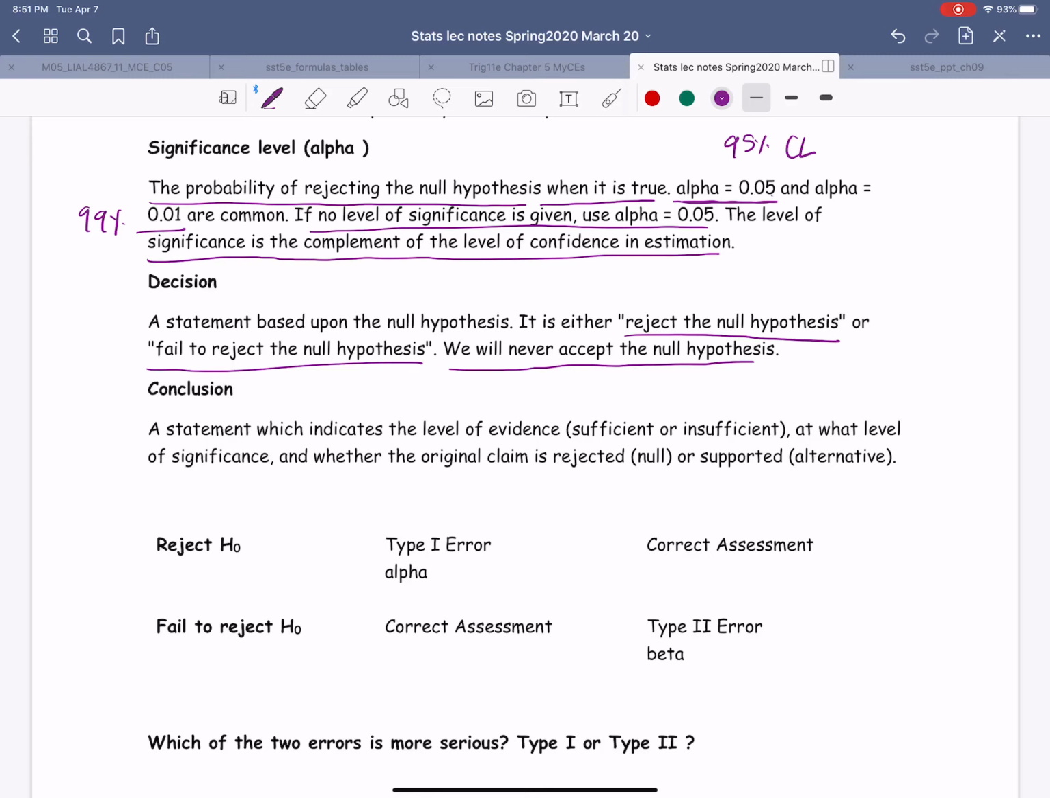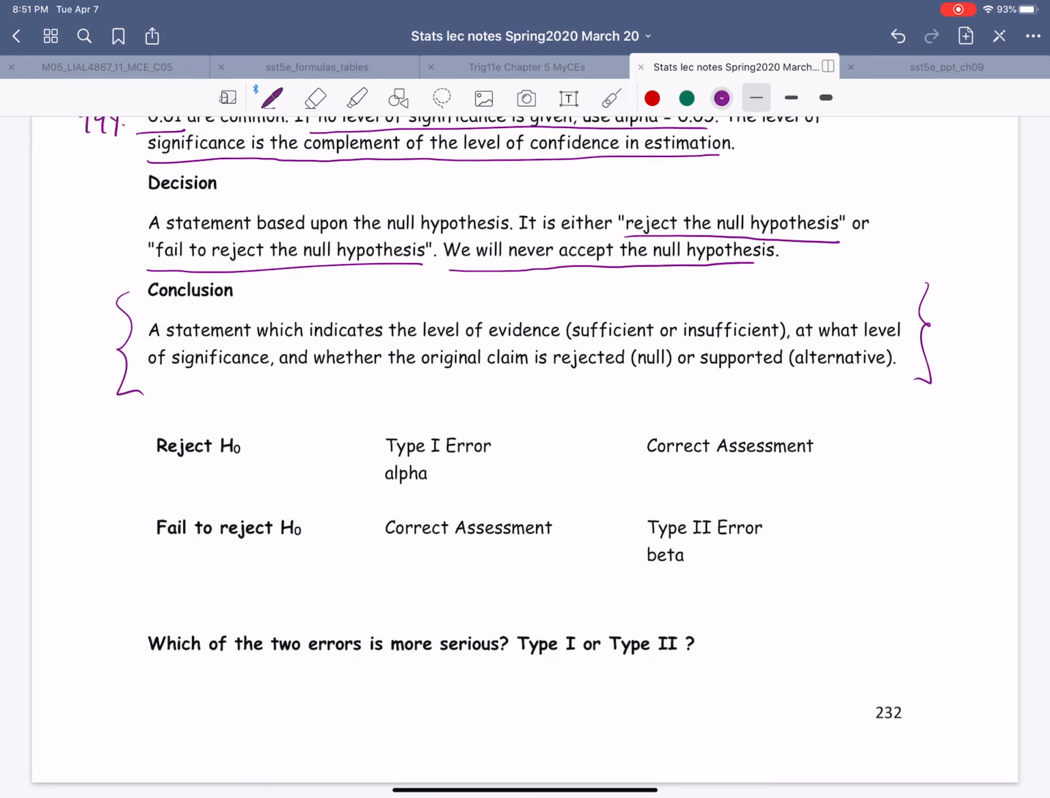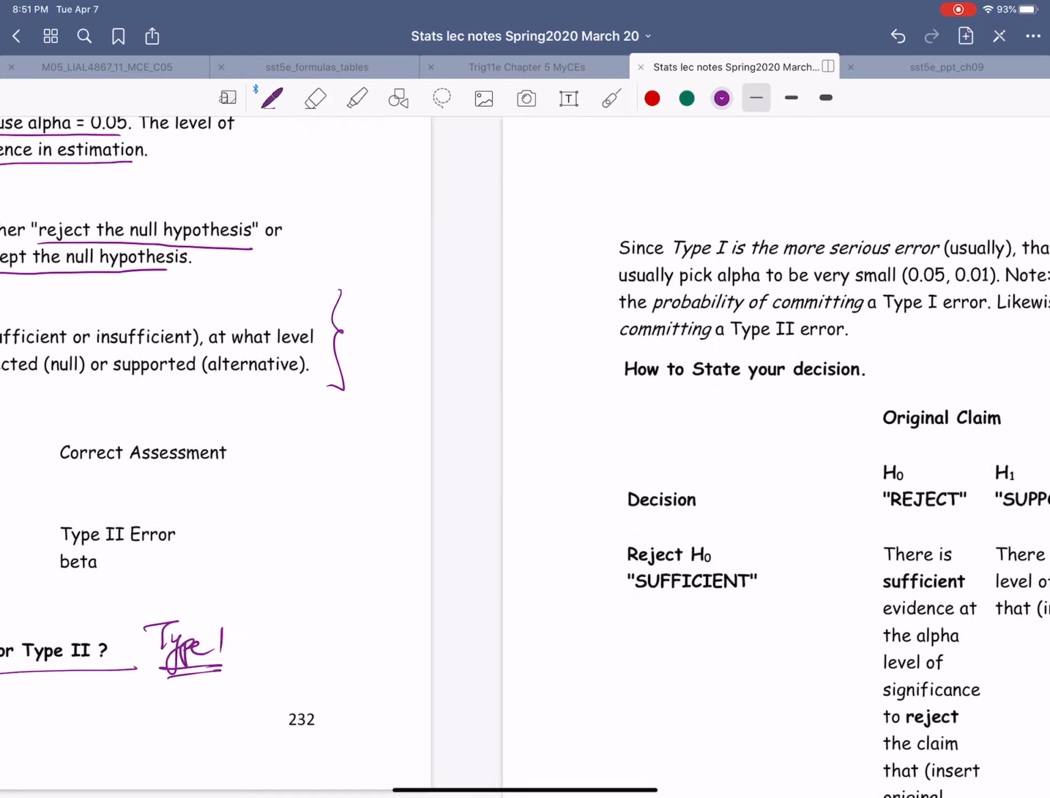Conclusion would be a statement which is more clear on the next page, so I'm going to take you guys there. Which of the two errors is more serious, type 1 or type 2? Type 1 is more serious, so we try to keep a smaller alpha so that we don't have a big probability of committing type 1 error.